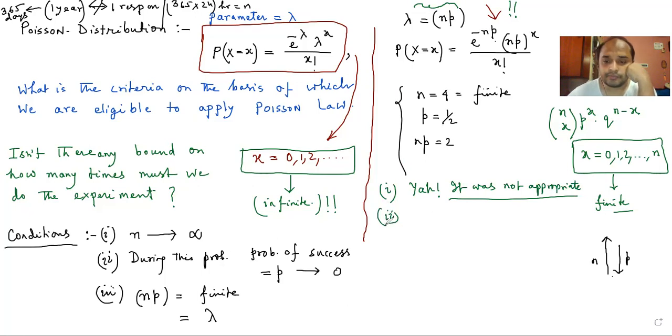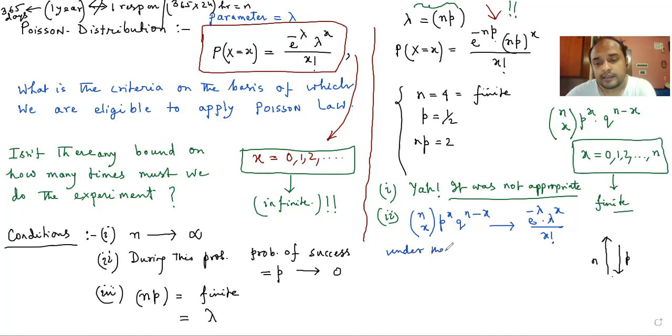Number two, one important fact is that this formula of binomial probability, nCx p to the power x q to the power n minus x, tends to e to the power minus lambda, lambda to the power x by x factorial. This quantity tends to this under the condition n tending to infinity, p tending to 0.